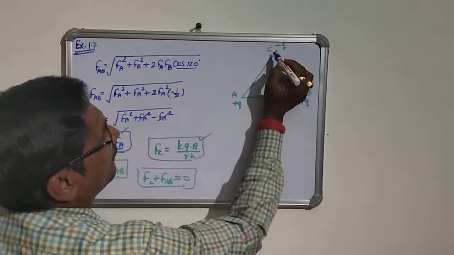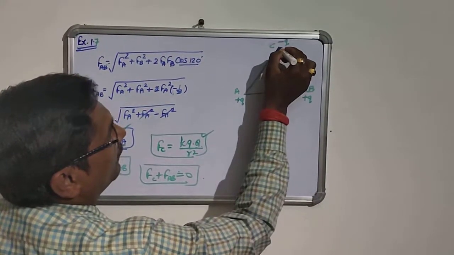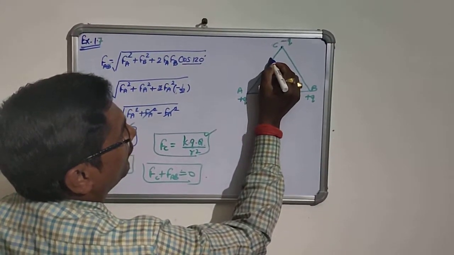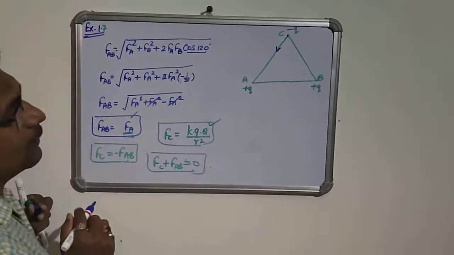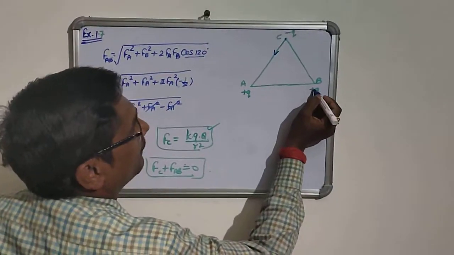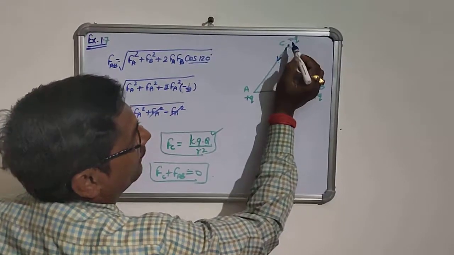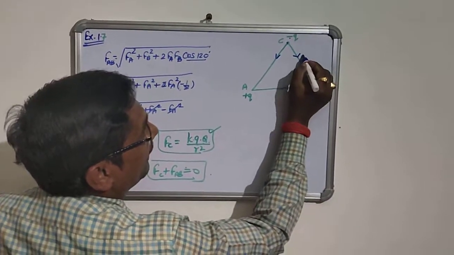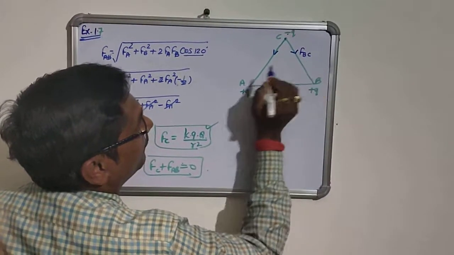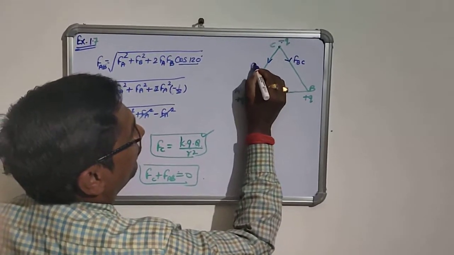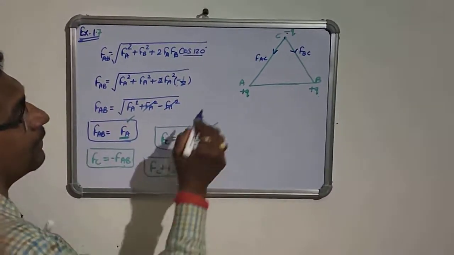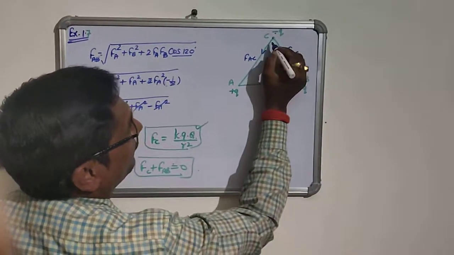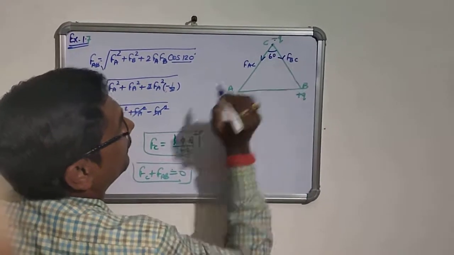This +q charge applies a force on this -q charge, and the nature of the force is attractive. This other plus charge also attracts this -q charge. Then the force in this direction is F_BC, and in this direction is F_AC. It is an equilateral triangle, that's why this angle is 60 degrees.